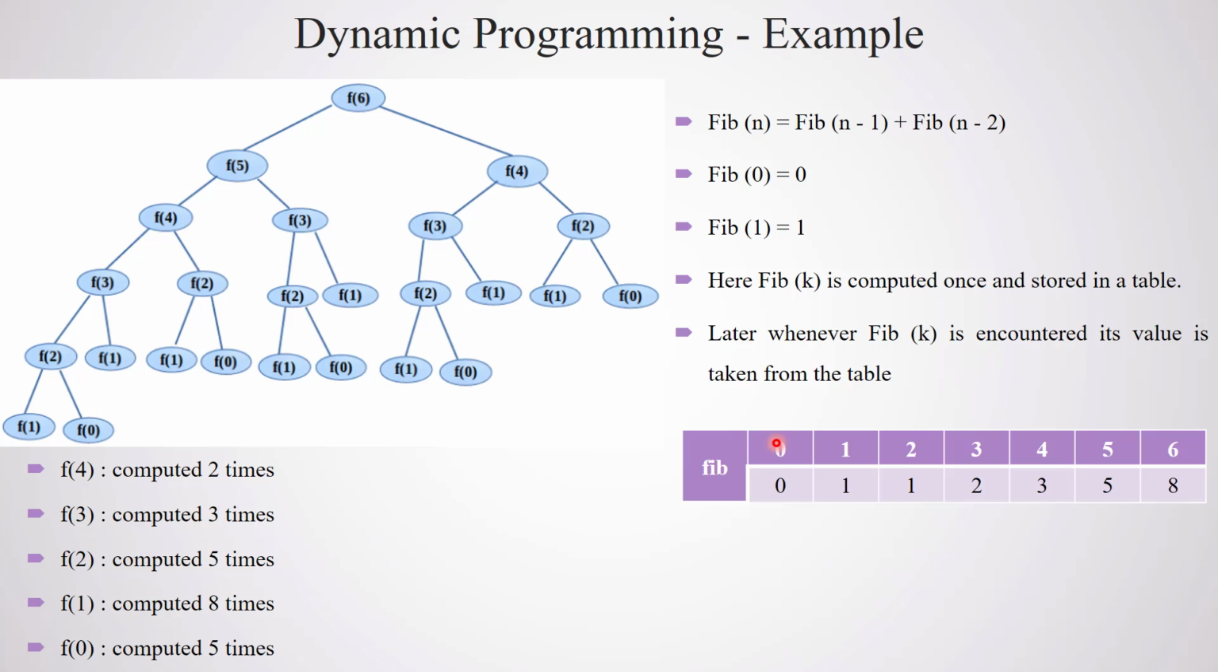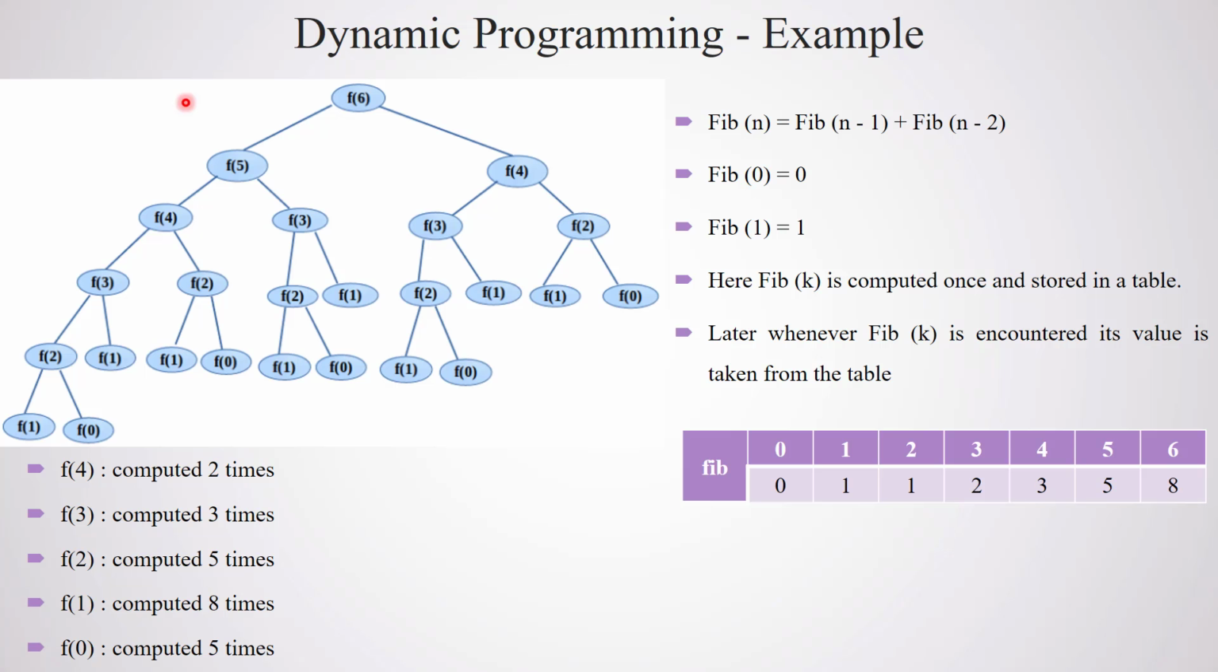Here we have the 0th term, whose value is 0. The first term has value 1. The second term is the sum of the 0th term and the first term. The third term is the sum of the first term and the second term, and so on. So here I have the recurrence relation: fib of n equals fib of n minus 1 plus fib of n minus 2. And we have two base conditions, or anchor conditions: fib of 0 equals 0 and fib of 1 equals 1. Here fib of k is computed once and stored in a table.